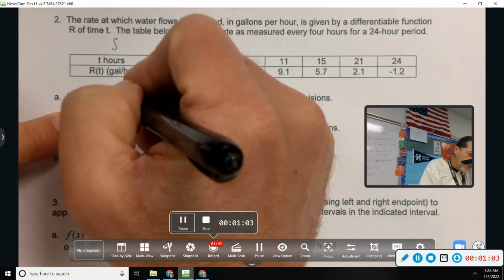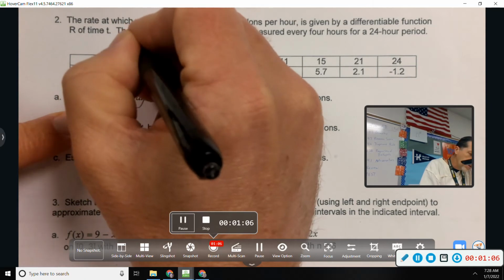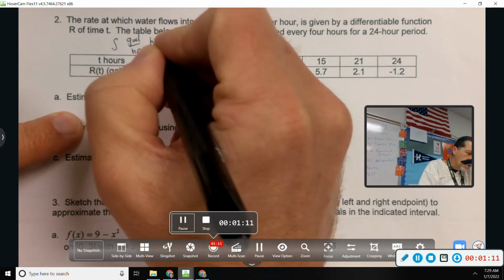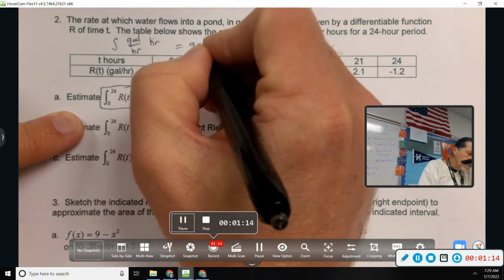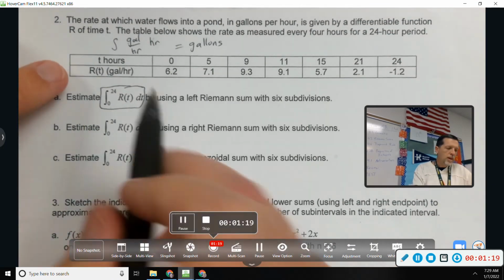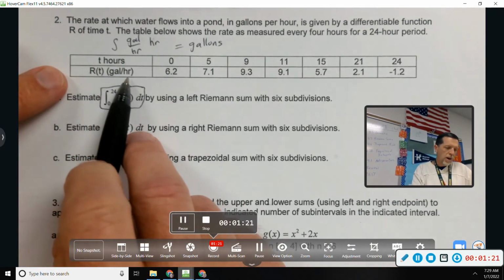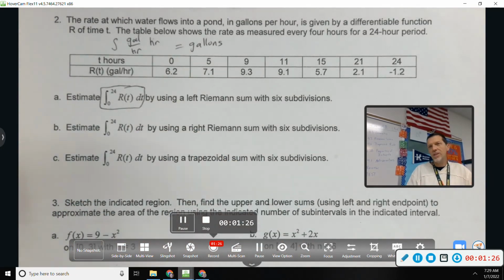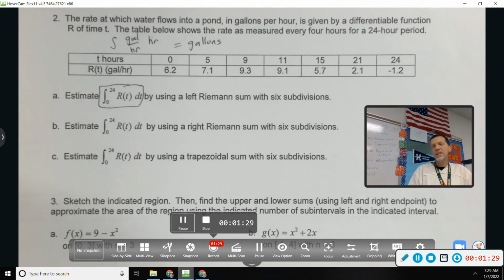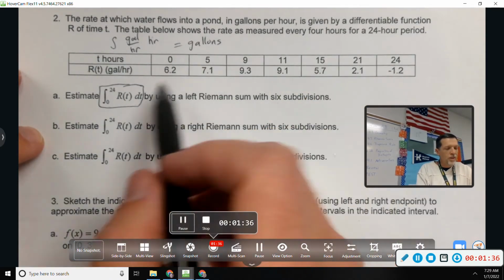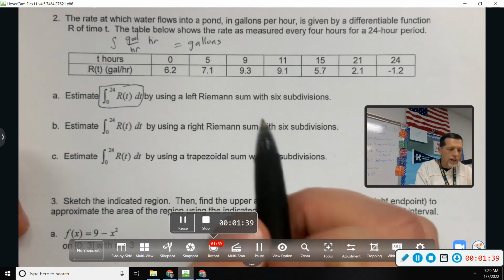But r of t is in gallons per hour. dt is the time, so that's in hours. So if you multiply those, you get gallons. Trying to get a feel for this problem, the rate it flows in is gallons per hour, and if we multiply that by hours, we'll have how many total gallons have flowed into the pond. Again, you don't really need to know that for this problem because it just flat out tells us what to do. So the intro stuff is usually important, but this one you could work without ever even reading it.